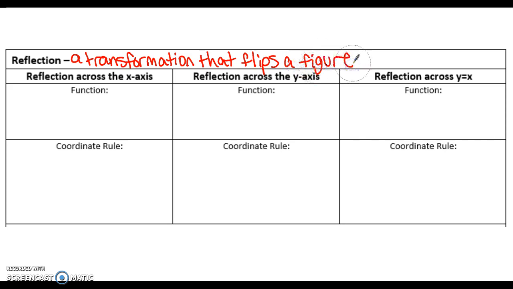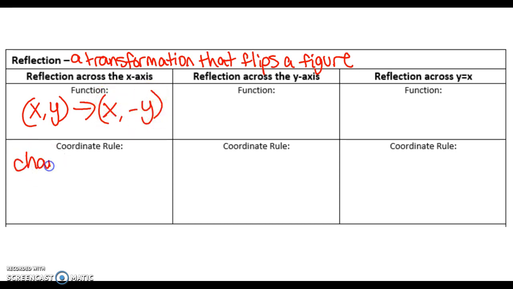So the three reflections that we will be looking at are a reflection across the x-axis, across the y-axis, and across the line y equals x. The function for a reflection across the x-axis is (x, y) to (x, negative y). So all we have to do is change the sign of the y.